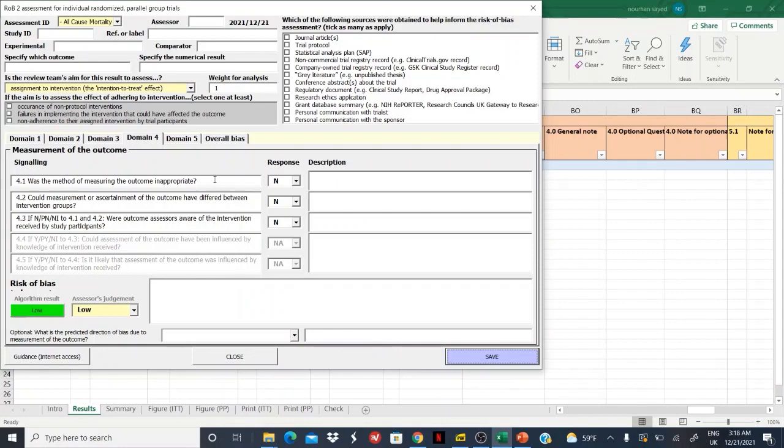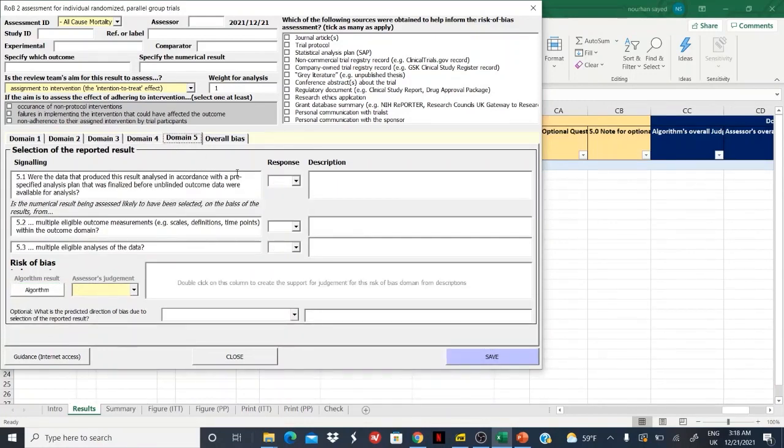Now, the next and thankfully briefest domain is the selection of the reported result domain. This domain is mainly concerned with trials where the investigators carry out the trial, they get their data, they perform the analysis on their pre-specified outcome, and they find a non-statistically significant result. That is, they find a p-value greater than 0.05. And what they do then is they chop up the data in 100 different ways until they get a statistically significant result.